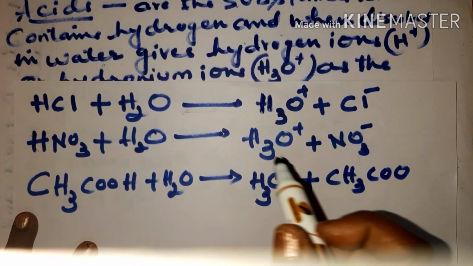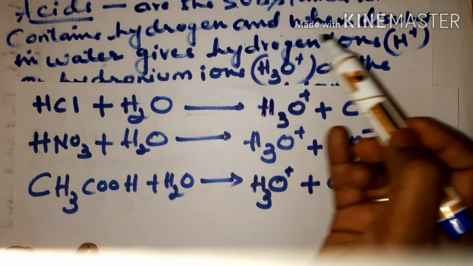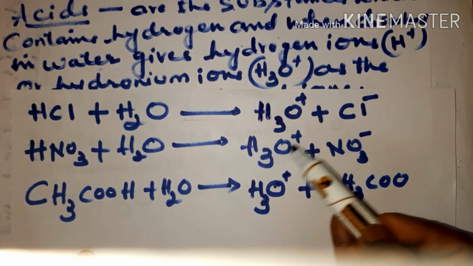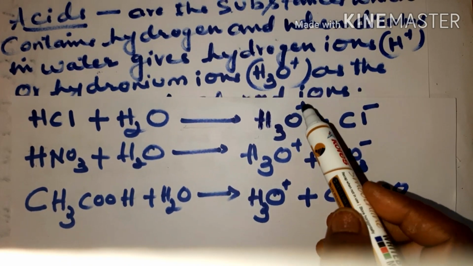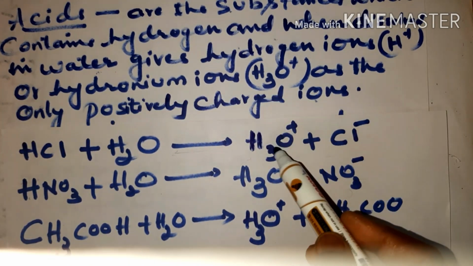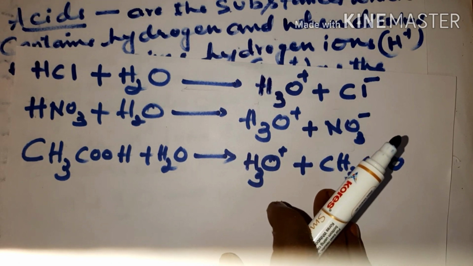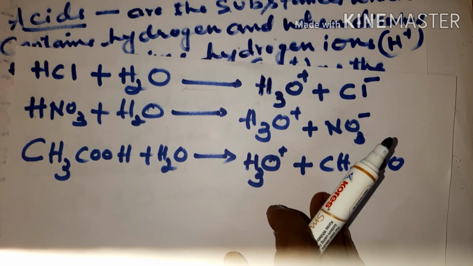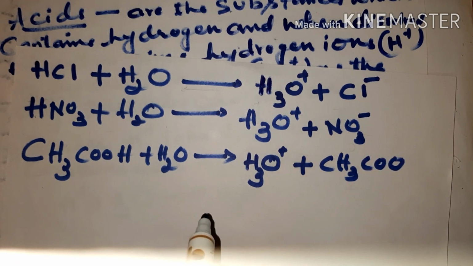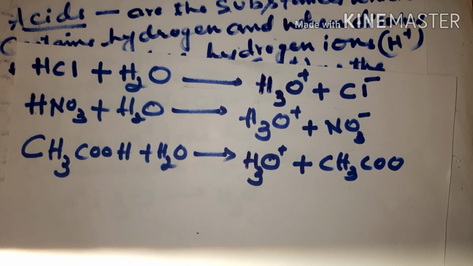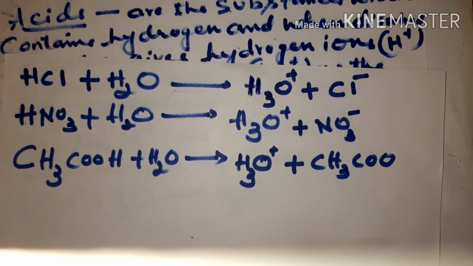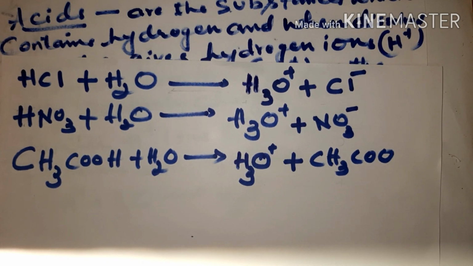Acids are the substances which contain hydrogen, and when dissolved in water give hydronium ions with a positive charge. Physically we can say acids are highly corrosive and sour to taste, and bases are soapy to touch. That's how we can differentiate between acids and bases. Physically acids can be identified.